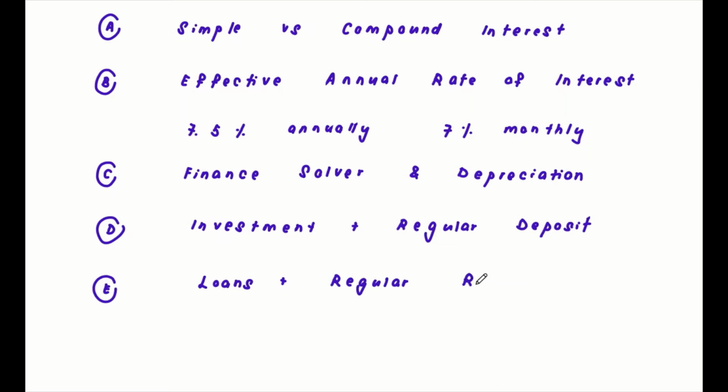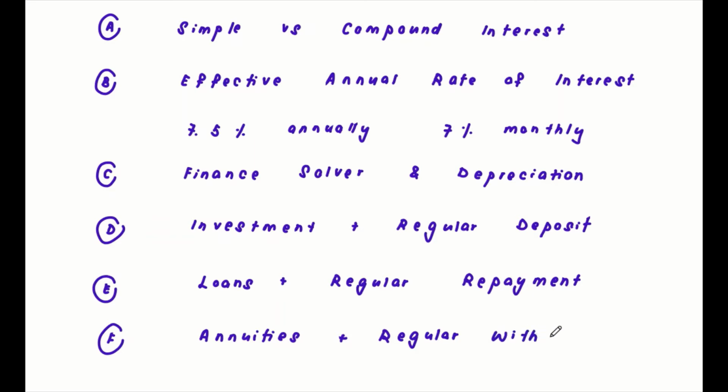repayment. Then for lesson F, which is where we stop, we talk about annuities. An annuity is something like a retirement scheme where you take out money regularly from your account after you retire. So this is regular withdrawal.